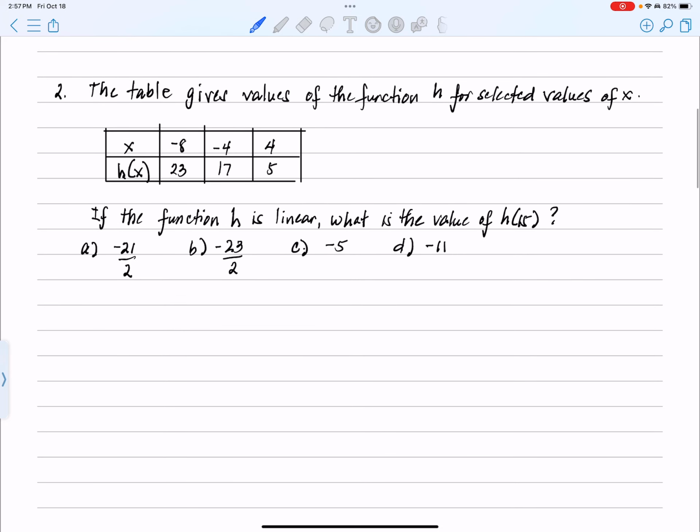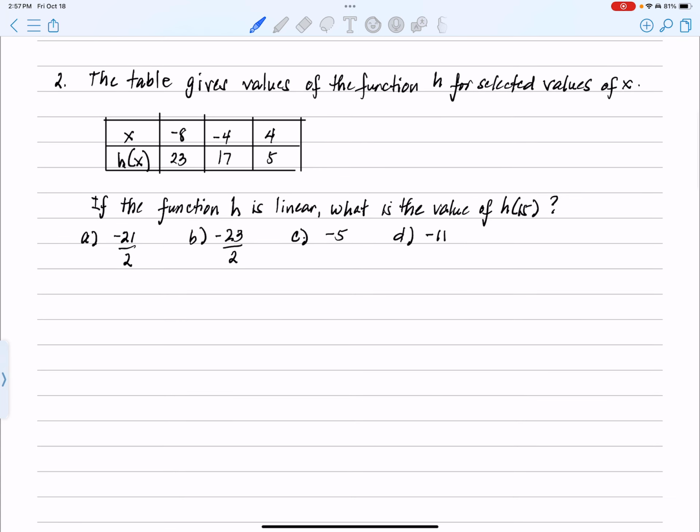The table gives the values of function h for selected values of x. So we have x here, values -8, -4, and 4. And the h of x is 23, 17, and 5. The question is, if the function h is linear, okay, take note, it's linear. When we do the first difference, we could know right away that it's linear because it will be constant. If the function h is linear, what is the value of h of 15?